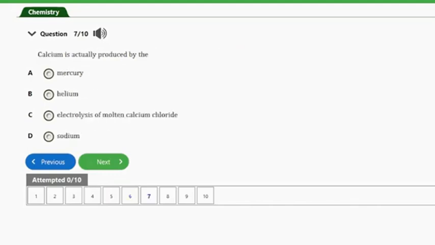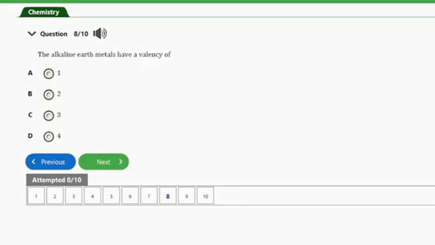And the next question we have here is question number 7. It says, calcium is actually produced by the A, mercury, B, helium, C, electrolysis of molten calcium chloride, D, sodium. So I believe you must have guessed rightly the answer to this question, and that's option C here, electrolysis of molten calcium chloride. So let's quickly look at the next question.